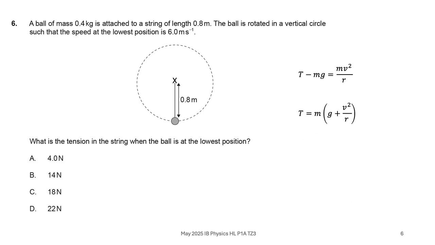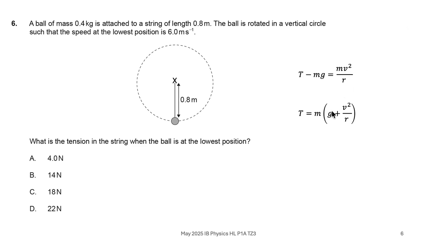Now we do a little bit of rearrangement. I'm going to bring that mg onto the other side, and I'm going to have tension equal to mass times g plus v squared over r. And these are things that we know. We know v, 6 meters per second. We know r, 0.8. And we know the mass is 0.4.